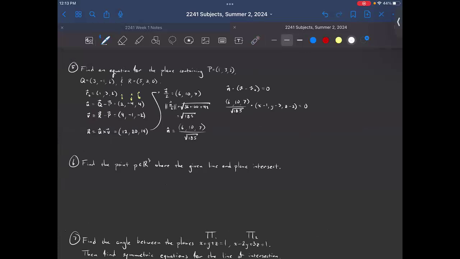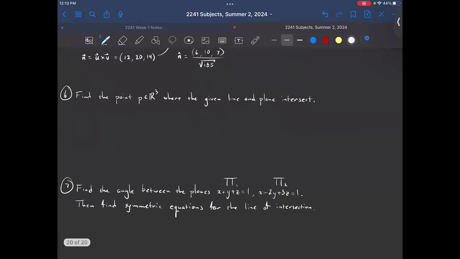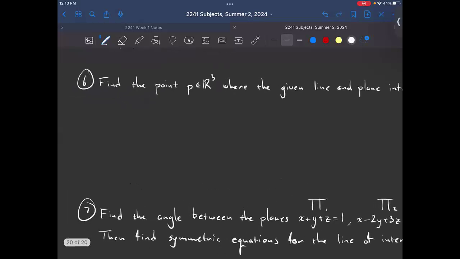All right, so that is problem number 5. Get an equation for the plane using 3 points. All right, 6. So find the point P where the given line and plane intersect. I have to give you the line and the plane. Forgot to write these ones down, so let's do that real quick. The line is given by x equals 2 plus 3t, y equals minus 4t, and z equals 5 plus t.